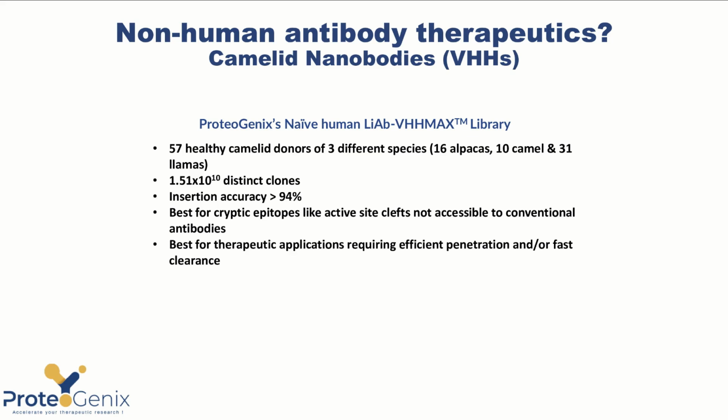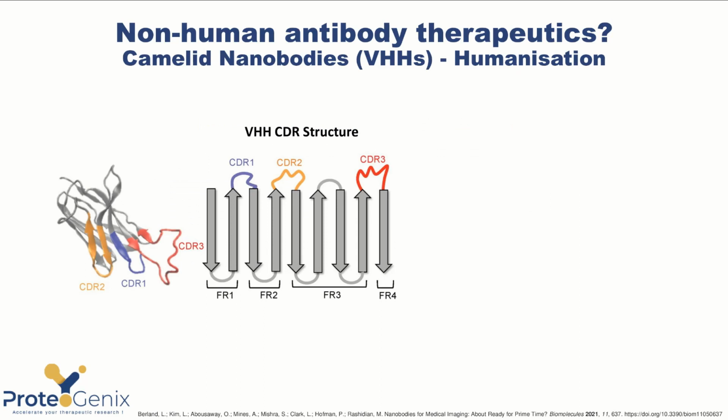For their discovery, we can propose our in-house VHH Phage Display library, constructed from 57 healthy camelid donors of 3 different species, alpaca, camel, and llama, with a diversity of 1.51 times 10 to the 10 power variants. However, indeed, you might be saying, one potential problem for therapeutic applications of these is the fact that the VHH is not human, and so an anti-drug antibody response cannot be ruled out. Yet, there is indeed a solution to this.